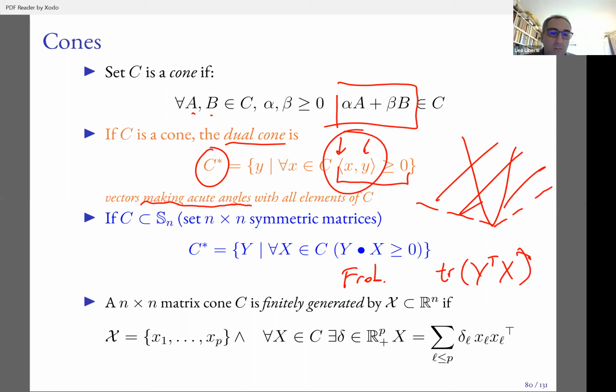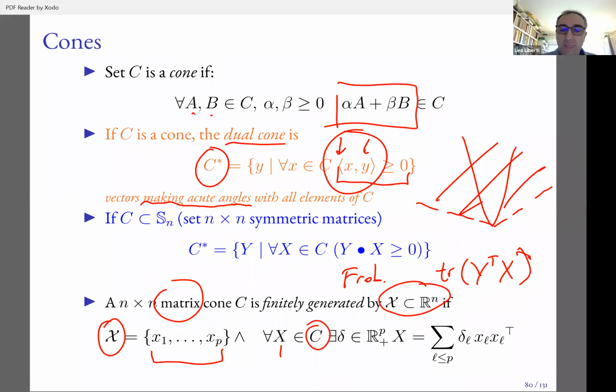Okay. And now one more notion: an n times n matrix cone C is finitely generated by a set of vectors. Matrices are finitely generated by vectors if there exists a set calligraphic X of vectors such that for all elements of the cone, there is a sequence of non-negative coefficients so that X can be written as a conic combination of the rank 1 matrices obtained by writing the vectors in outer product form. So these would be column vectors.